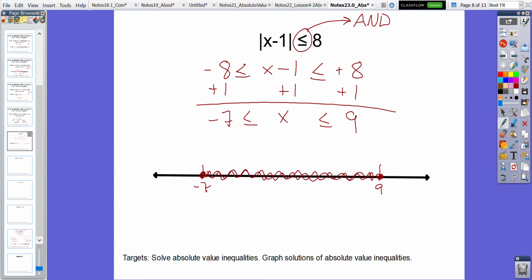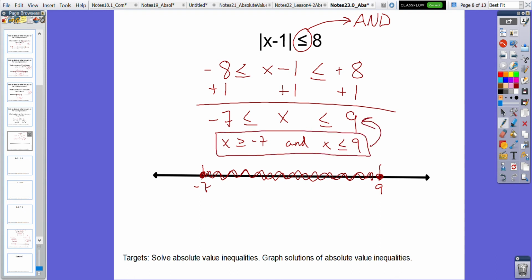If we wanted to rewrite this as a verbal example, we would write it as all my numbers x that are greater than or equal to negative 7 and all my numbers x that are less than or equal to 9. So that's a verbal translation of this compound inequality.